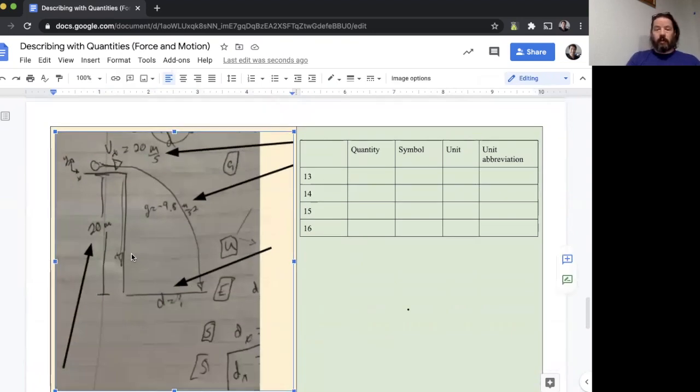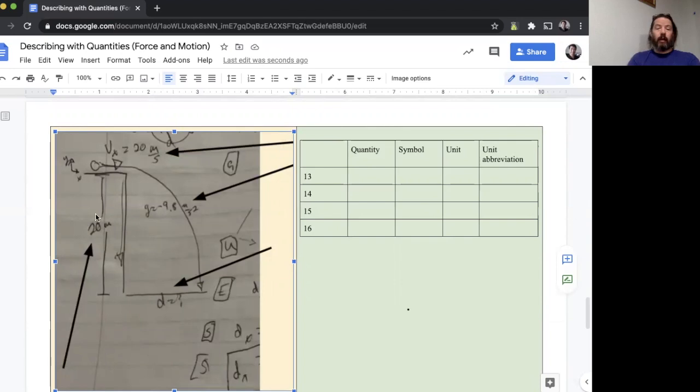This is not necessarily one that we're going to do in this class, but you can read this. This says meters per second, so you're going to put one for meters per second. Then there's one here that says G equals negative 9.8 meters per second squared. And then we've got D equals question mark. So that's still representing a quantity.